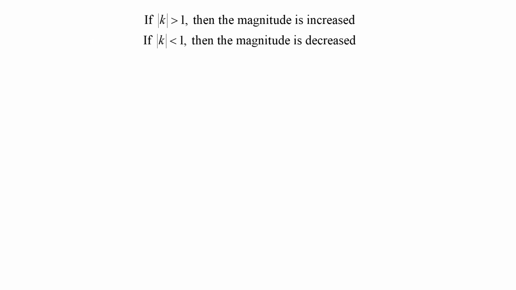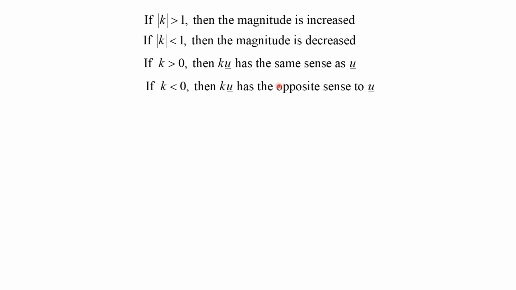So for example, if modulus of k is more than 1, okay, so ku will have an increased magnitude. And if modulus of k is less than 1, obviously the magnitude will decrease. And if k is more than 0, then ku has the same sense as u, meaning the same direction. Sense here represents direction, yeah. And if k is less than 0, meaning if k is negative, then ku obviously will have the opposite direction of u.